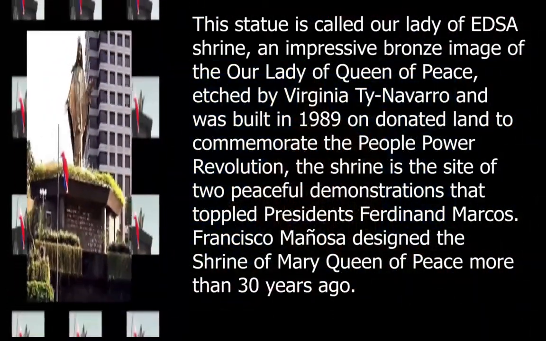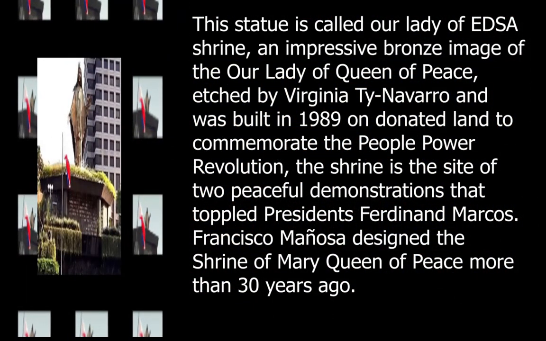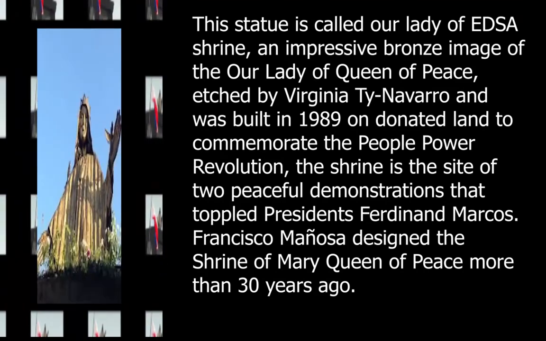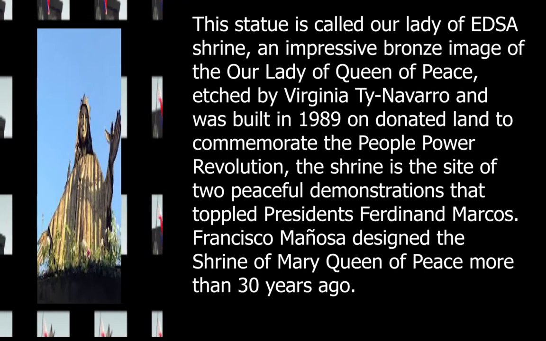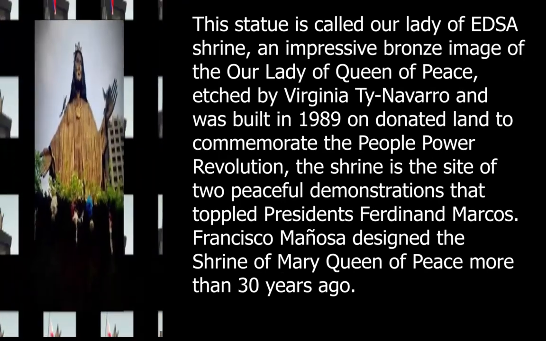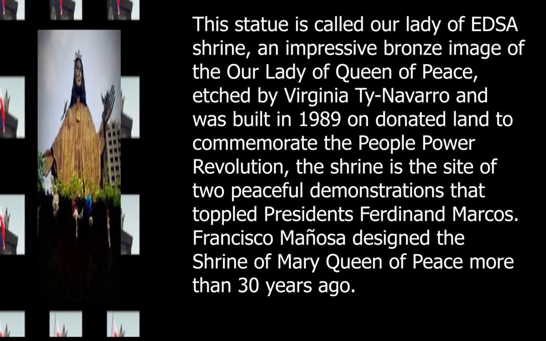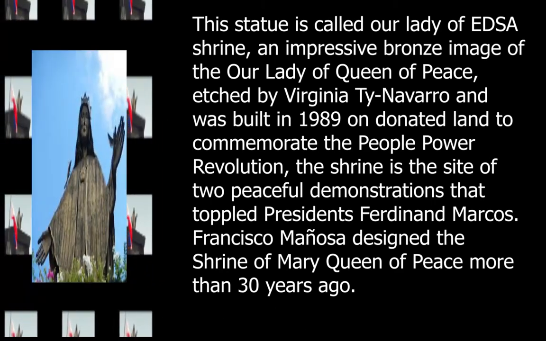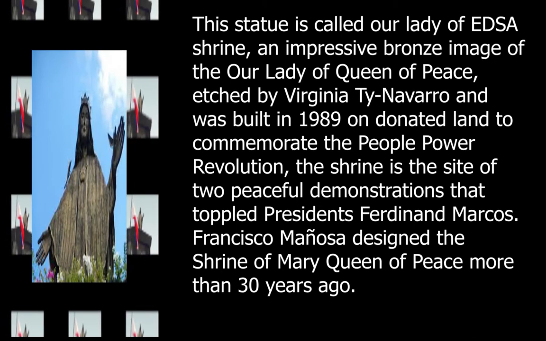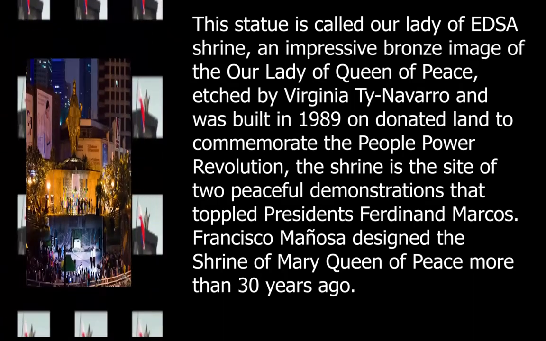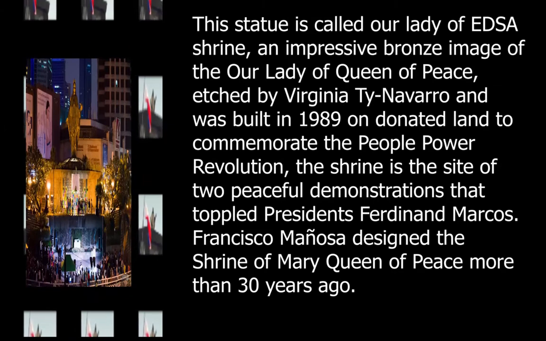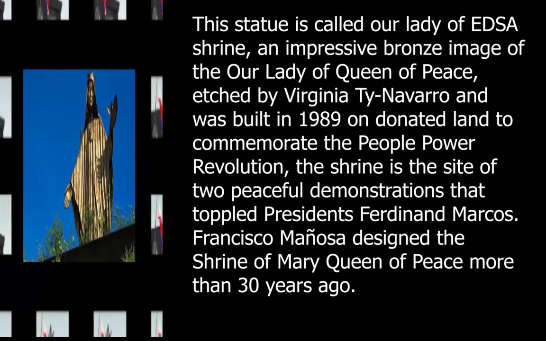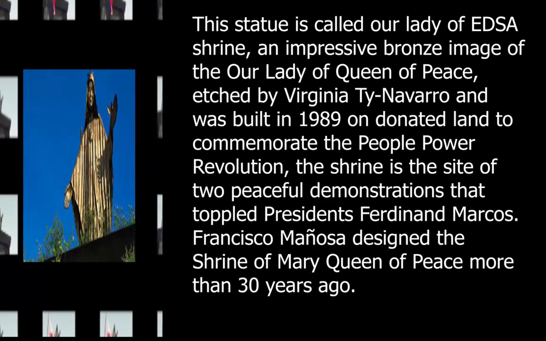This statue is called Our Lady of EDSA Shrine, an impressive bronze image of Our Lady, Queen of Peace, etched by Virginia Ty-Navarro, and was built in 1989 on donated land to commemorate the People Power Revolution. The shrine is the site of two peaceful demonstrations that toppled President Ferdinand Marcos. Francisco Mañosa designed the Shrine of Mary Queen of Peace more than 30 years ago.